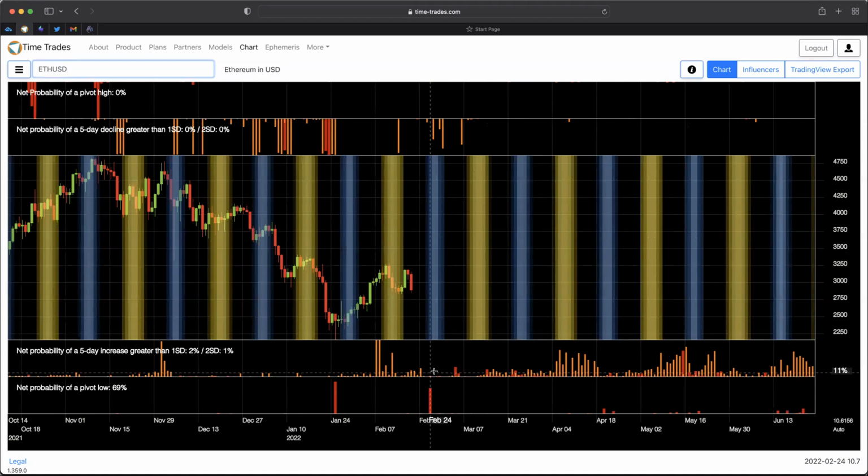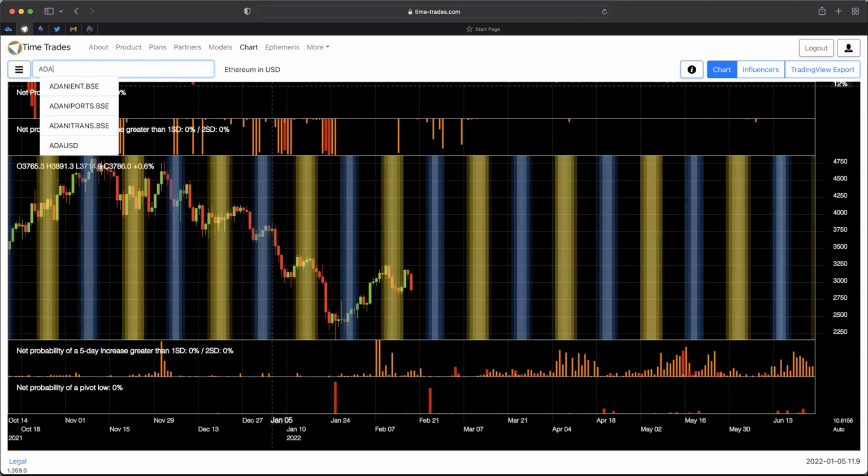Again, don't overdo the leverage, because you'll want to be able to hold this for multiple months. It looks like we've got 1, 2, 3 surges forecast in Ethereum in the next few months. Let's take a look at Cardano.